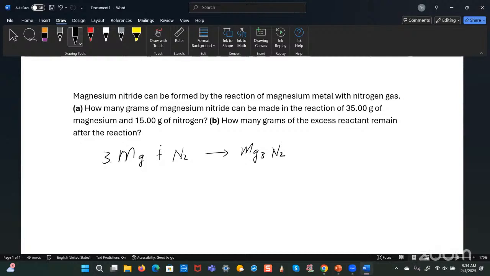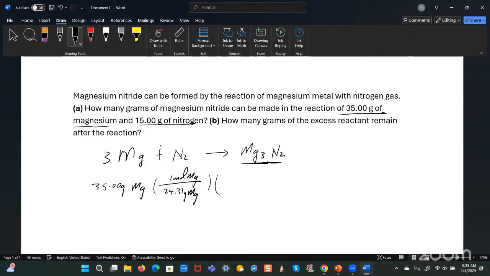Okay, so the question says, how many grams of magnesium nitride? So it's asking for the mass of the product that can be made from the reaction of 35 grams of magnesium and 15 grams of nitrogen. Okay, so the way we go about this is that we start out with the 35.00 grams of magnesium, and then we convert that to moles. And the way we do that is, of course, 1 mole of magnesium above, and the molar mass of magnesium, which is 24.31, if I'm not mistaken. 24.31 grams of magnesium, all right?